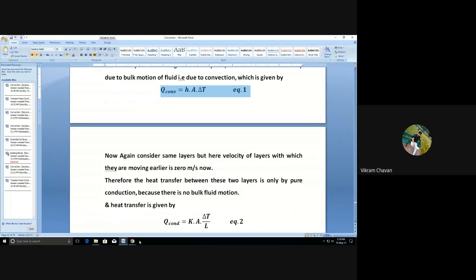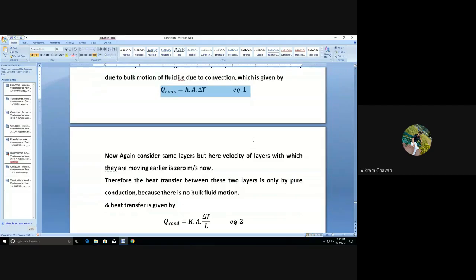Therefore, the heat transfer between these two layers is only by pure conduction, because there is no bulk fluid motion.